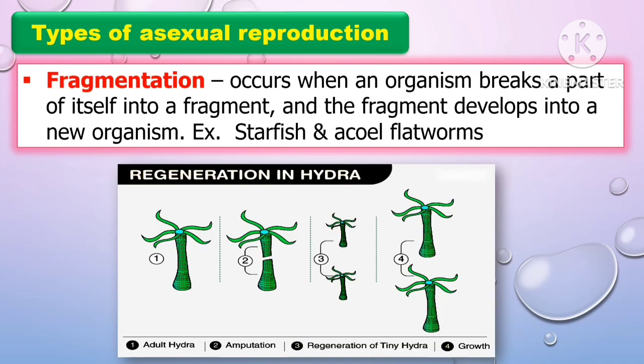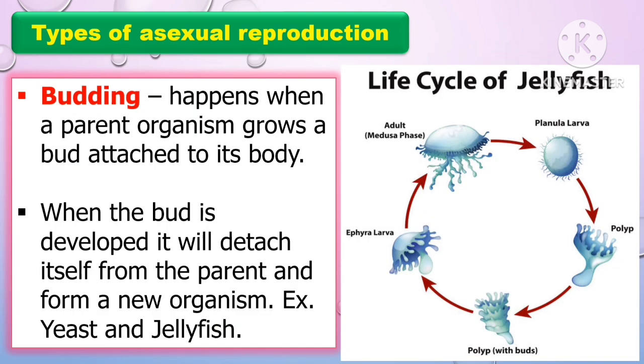Another type of asexual reproduction is the fragmentation. It occurs when an organism breaks a part of itself into a fragment and then the fragment develops into a new organism. Examples for this are the starfish and flatworms.